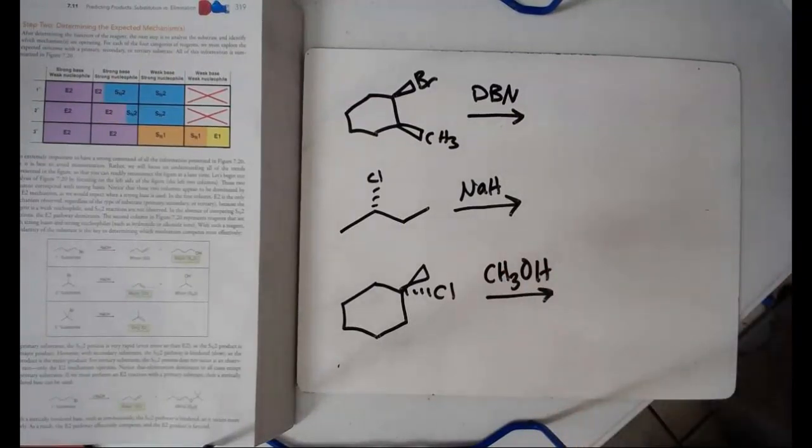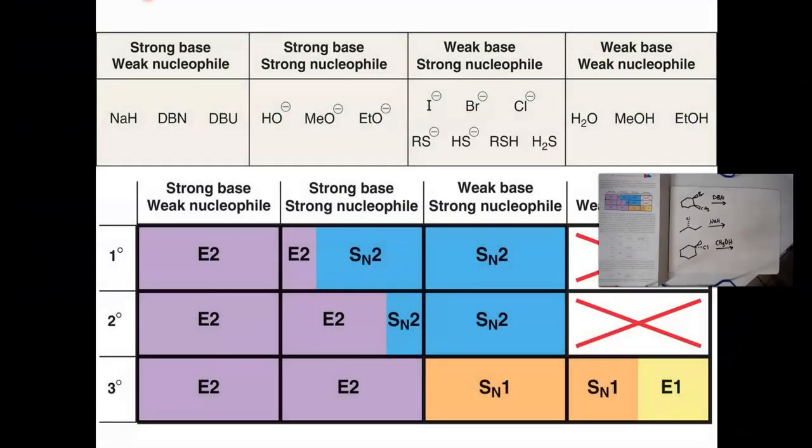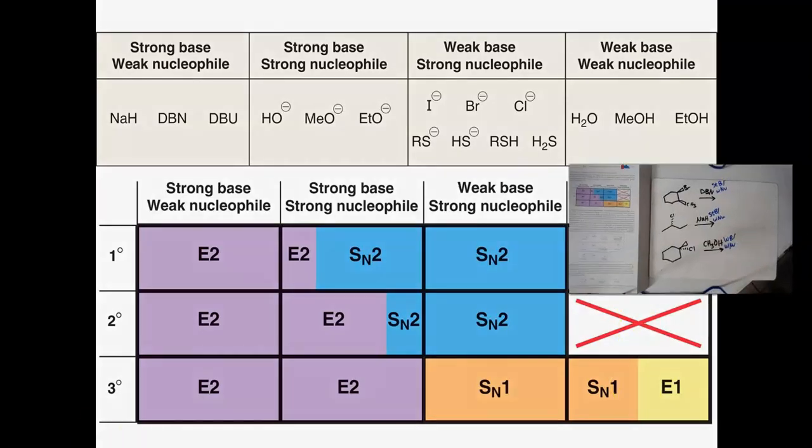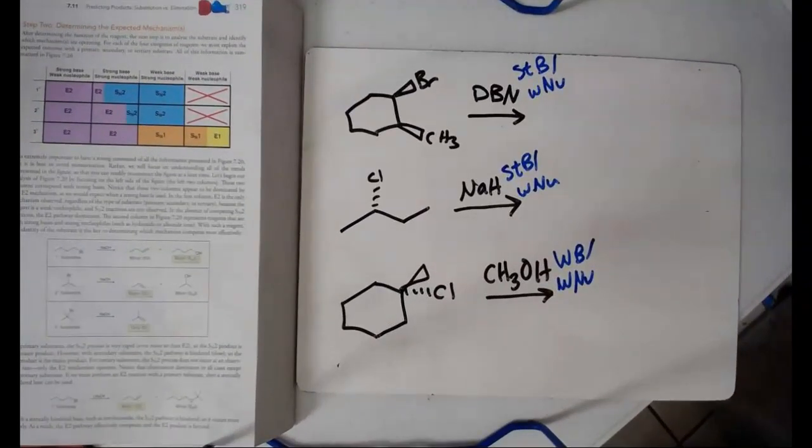And we want to do the same thing we did before. So I'm going to go back to my first slide here. We have DBN. We know that DBN can act as a strong base or a weak nucleophile. We have NaH, same category, strong base, weak nucleophile. And then we have our methanol, our neutral oxygen. So this is our weak base, weak nucleophile category. So there we go. We have them all labeled.